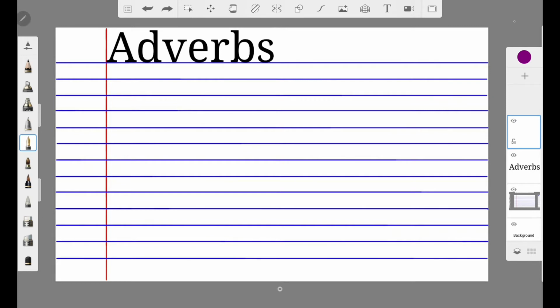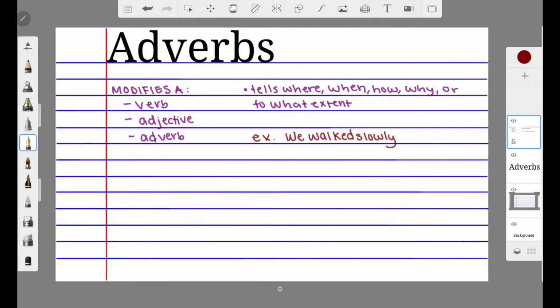So let's get started. An adverb modifies a verb, adjective, or adverb. It tells where, when, how, or to what extent, which is like how long, how much. For example, in the sentence, "We walked slowly," slowly is an adverb modifying the verb walked, and it is telling how we walked. We walked slowly.